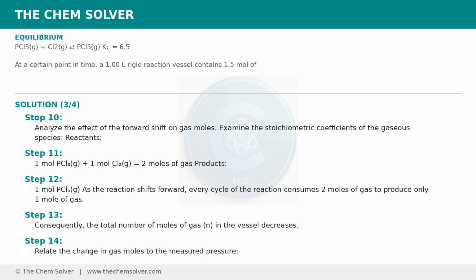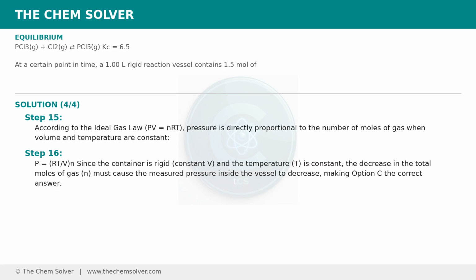Relate the change in gas moles to the measured pressure. According to the ideal gas law, PV equals nRT, pressure is directly proportional to the number of moles of gas when volume and temperature are constant. P equals nRT over V. And since the container is rigid, constant V, and the temperature, T, is constant, the decrease in the total moles of gas, n, must cause the measured pressure inside the vessel to decrease, making option C the correct answer.